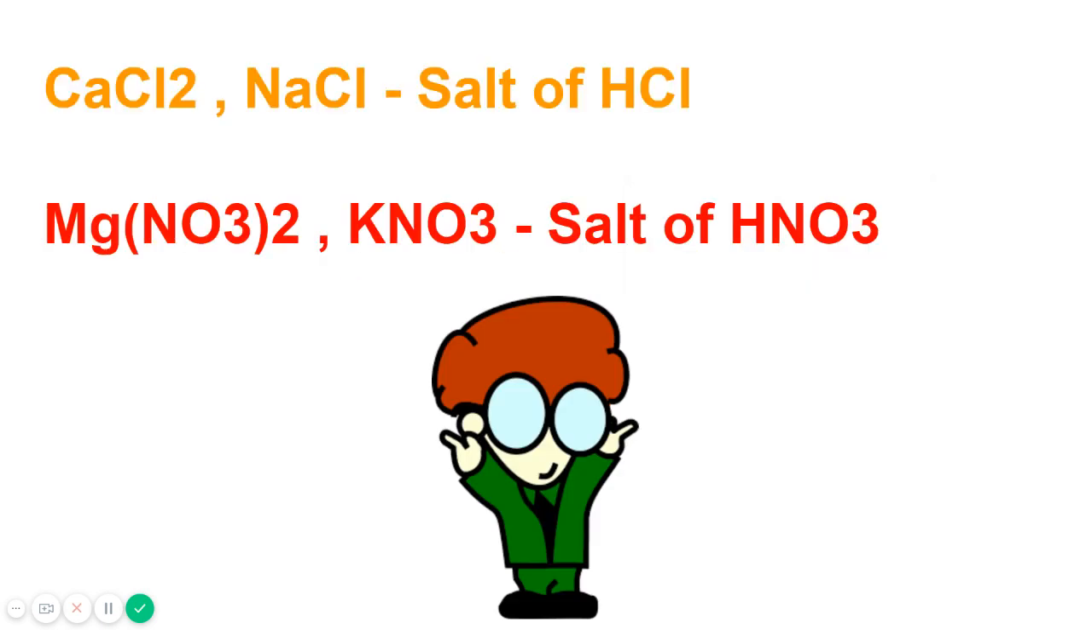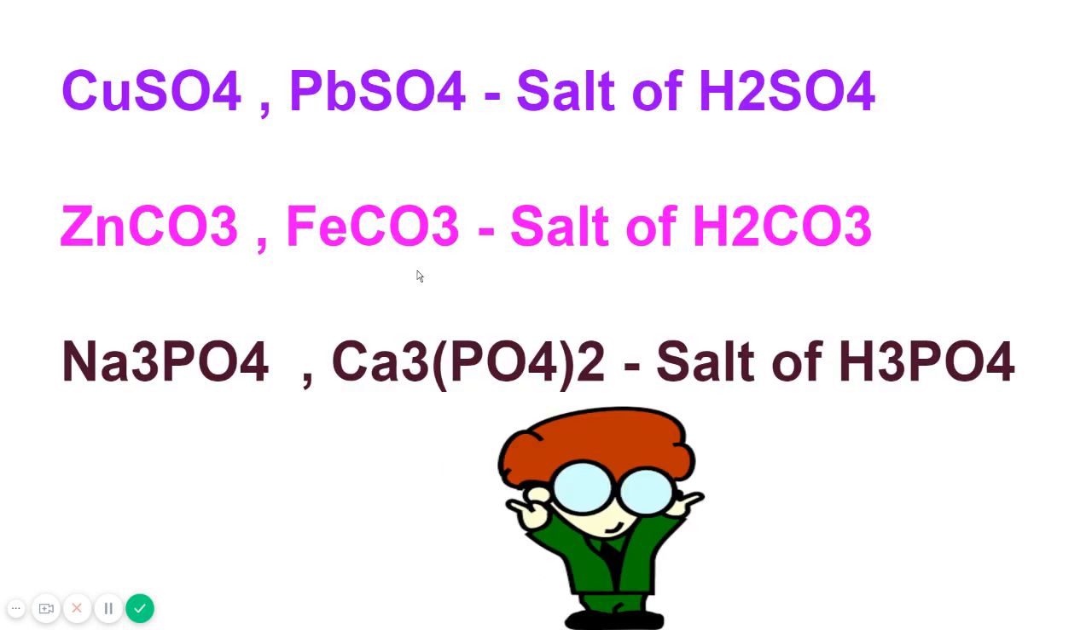Now let's see the salts of hydrochloric acid. These are calcium chloride and sodium chloride. Similarly, salts of nitric acid are magnesium nitrate and potassium nitrate. The salts of sulfuric acid are copper sulfate and lead sulfate, and the salts of carbonic acid are zinc carbonate and iron carbonate, and the salts of phosphoric acid are sodium phosphate and calcium phosphate.